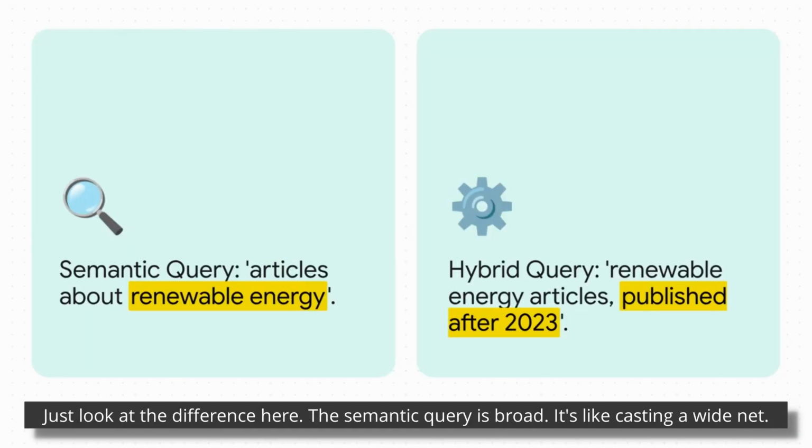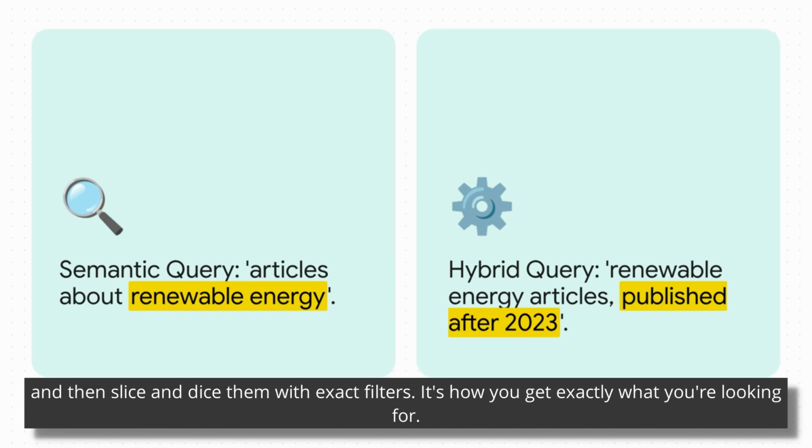Just look at the difference here. The semantic query is broad. It's like casting a wide net. The hybrid query, though, is powerful. It lets you find all those semantically similar results and then slice and dice them with exact filters. It's how you get exactly what you're looking for.